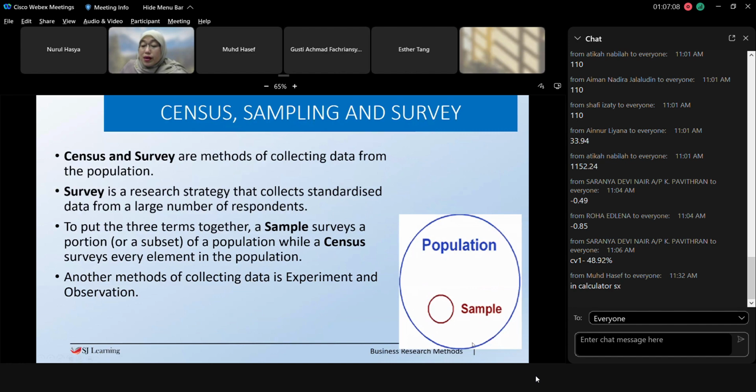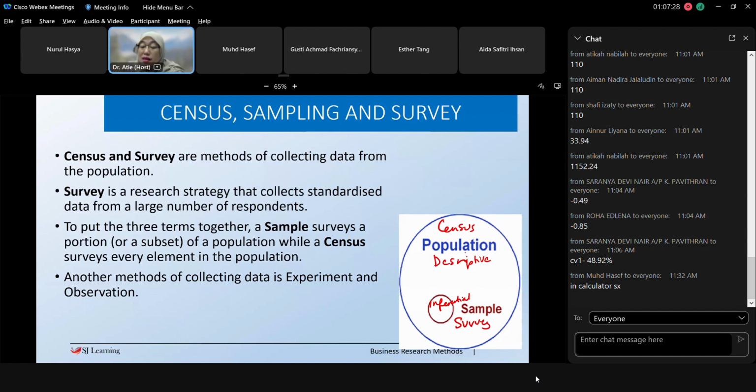So again, census, survey, descriptive, and then inferential. But if you are using a sample, it means you can use both descriptive and also inferential.